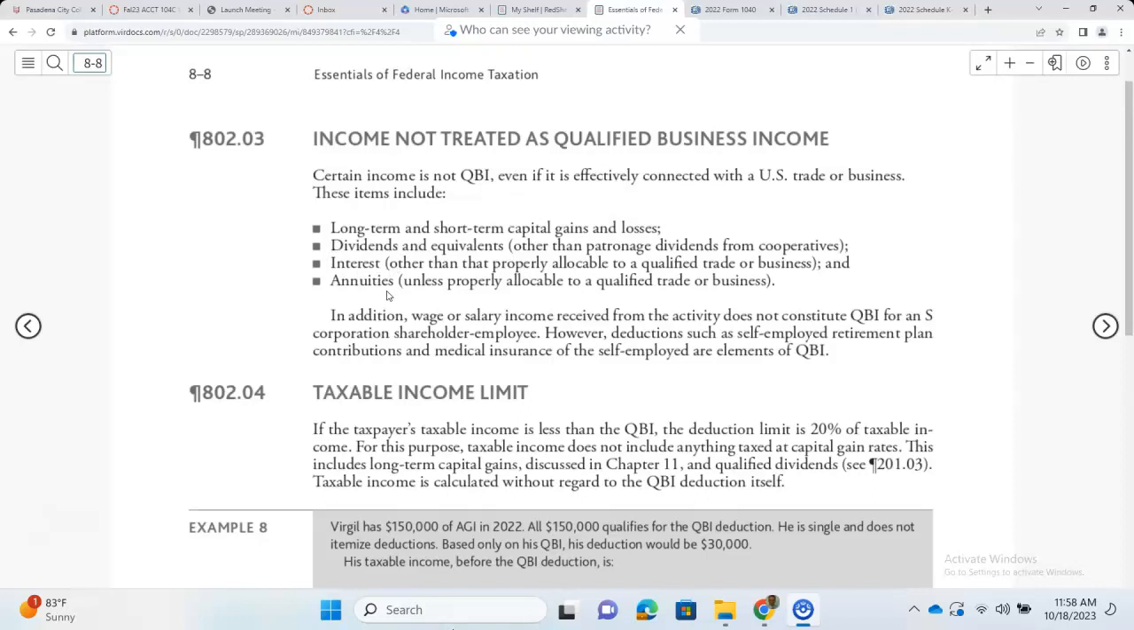In order to calculate QBI, they're going to take all those numbers out. It's not going to be used for QBI. So if you have $100,000 share of K1, after deducting long-term capital gain, dividend, interest, and annuities, you end up with $30,000. And then they use $30,000 multiplied by 20%. 20% of $30,000 is going to be only $6,000 in QBI.